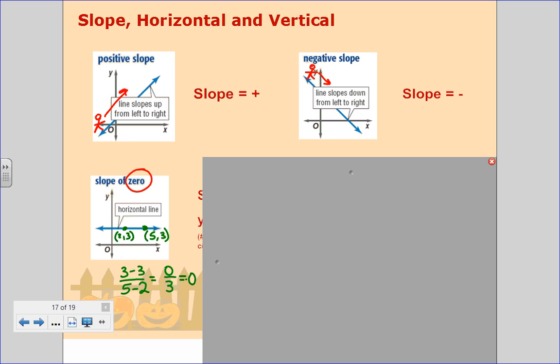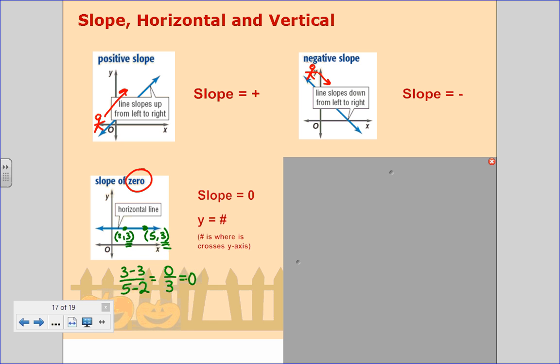And so what you'll find with horizontal lines is that their slopes are always 0, because you always get your y value as the same thing. So anytime we're subtracting something by itself, it becomes 0. So y equals your number would be the equation of the line. So for the example that I just wrote, I pretended that the y's were all 3. So remember, our horizontal lines have an equation of y equals 3. That number is where it crosses your y-axis. So I made that up, saying it was 3.